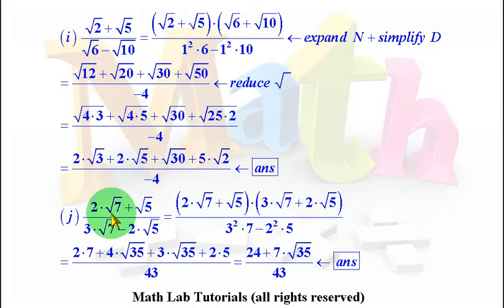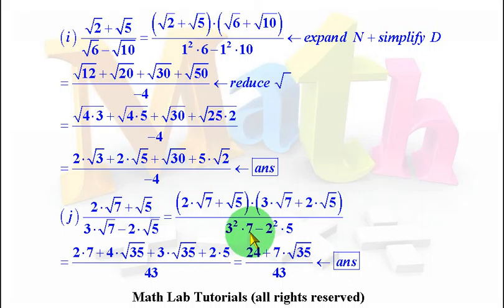Let's look at J. We have 2 root 7 plus root 5, all over 3 root 7 minus 2 root 5. We have to be just a little bit more careful with this one. Again, the numerator is just a copy-paste. Don't forget to put brackets around it. The denominator, take the conjugate and put it up top. Okay, I didn't make the mistake this time. I really did take the conjugate of the denominator and I put it in the numerator.